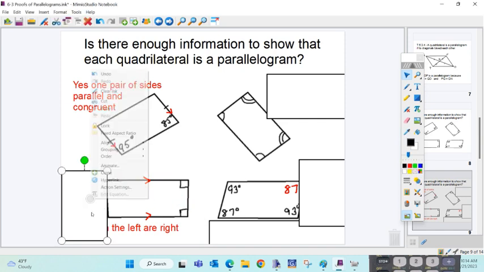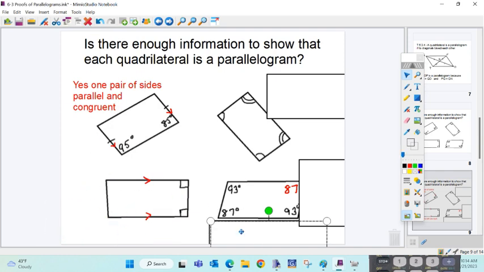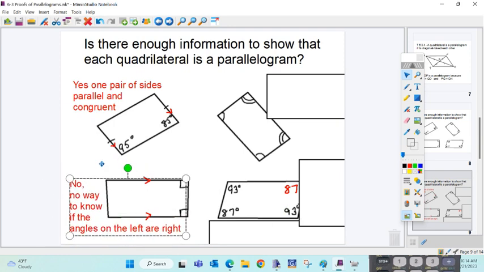Even though the angle is not very well defined here, we don't know if they're right angles or not. There's nothing to tell us. So this one's a no. What's the one that just has one pair of parallel sides, but it's not a parallelogram? Starts with a T. Trapezoid. So it might just be a trapezoid. We can't tell without a little bit more information whether this one is a trapezoid or a parallelogram.